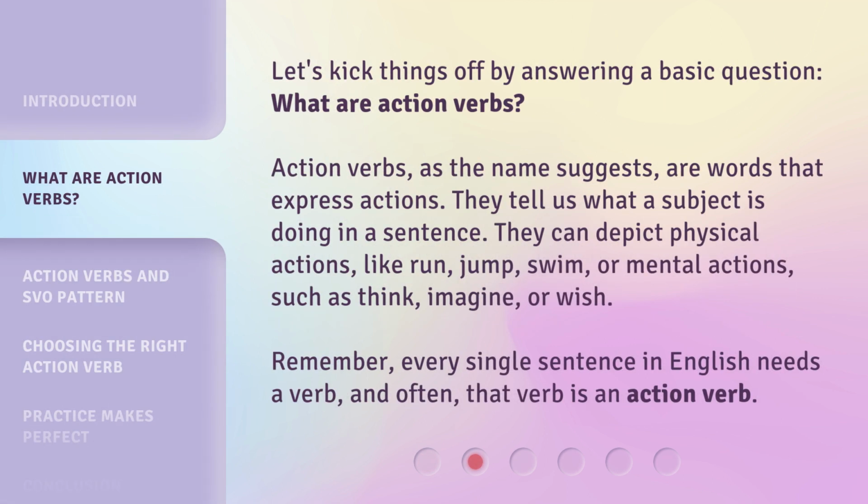Let's kick things off by answering a basic question. What are action verbs? Action verbs, as the name suggests, are words that express actions. They tell us what a subject is doing in a sentence. They can depict physical actions, like run, jump, swim, or mental actions, such as think, imagine, or wish. Remember, every single sentence in English needs a verb, and often, that verb is an action verb.